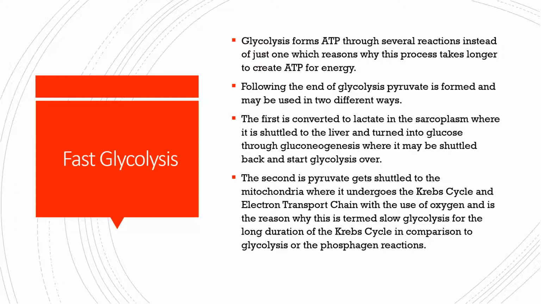Following the end of glycolysis, pyruvate is formed and may be used in two different ways depending on the energy needs at the moment. If the energy demands are higher, the pyruvate is converted to lactate in the sarcoplasm, where it is shuttled to the liver and turned into glucose through gluconeogenesis, where it may then be shuttled back to start glycolysis over. Second, if the energy demands are relatively low, pyruvate gets shuttled to the mitochondria, where it undergoes the Krebs cycle and electron transport chain with the use of oxygen, which is the reason this is termed slow glycolysis, for the long duration of the Krebs cycle in comparison to glycolysis or phosphagen reactions.